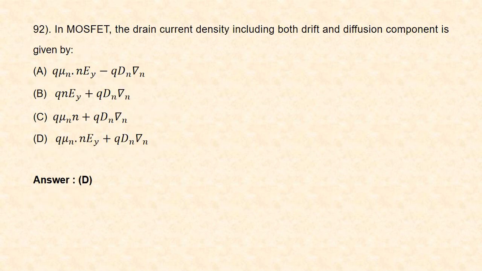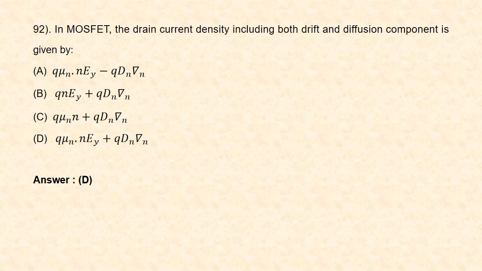Next question. In MOSFET, the drain current density including both drift and diffusion component is given by the formula q into mu n into n into Ey plus q into Dn into del n. Here the first term represents the drain current density due to drift component and the second term represents the drain current density due to diffusion component. Here q is the charge of the electron, mu n is the mobility and Dn is the diffusion constant. E is the electric field.